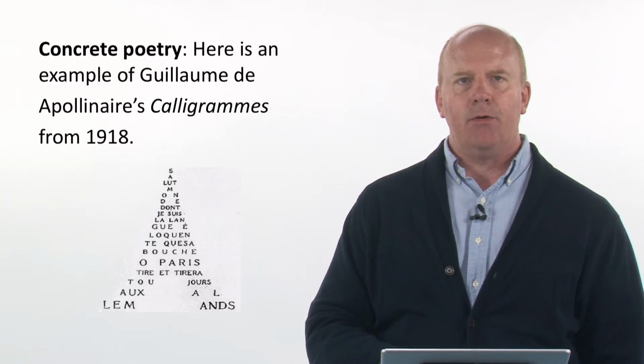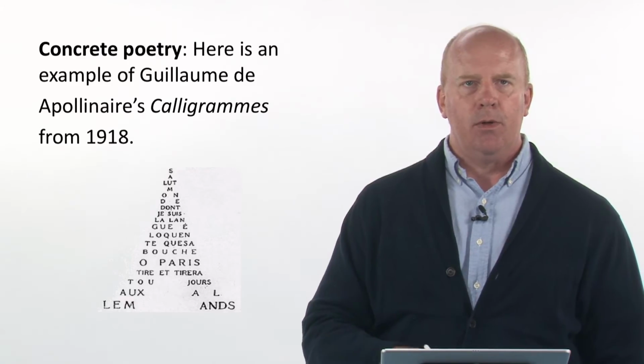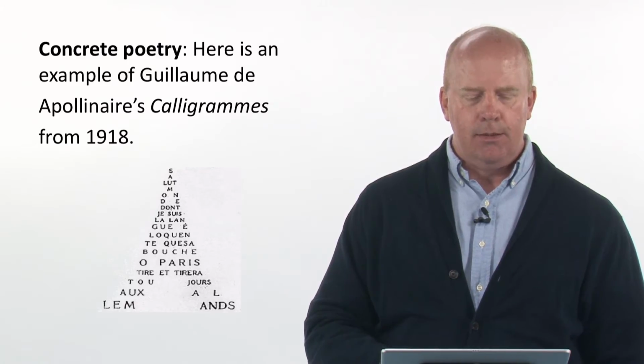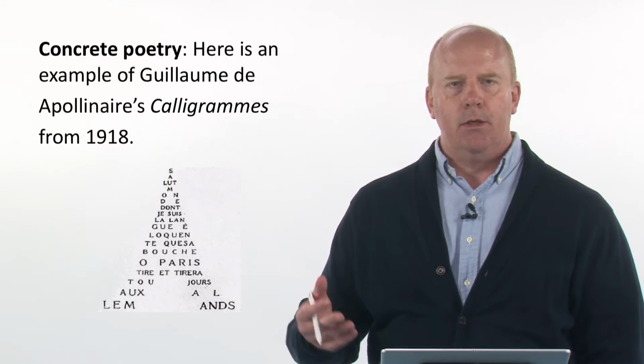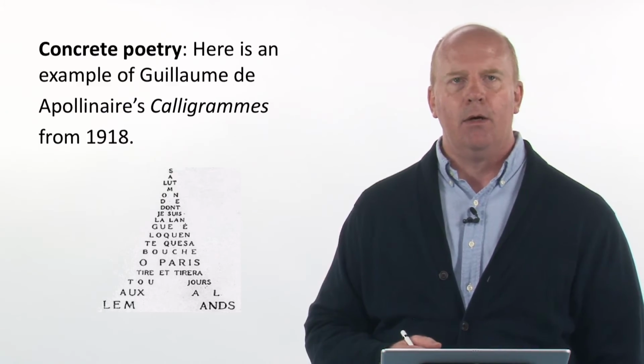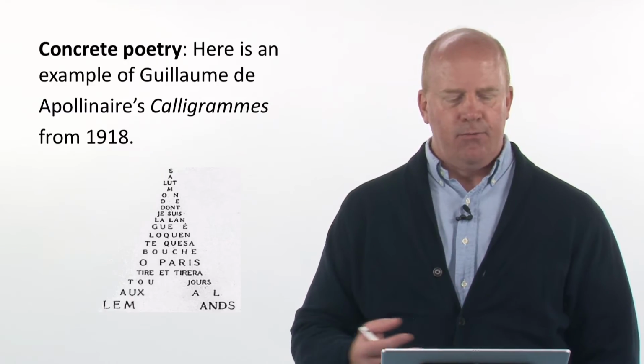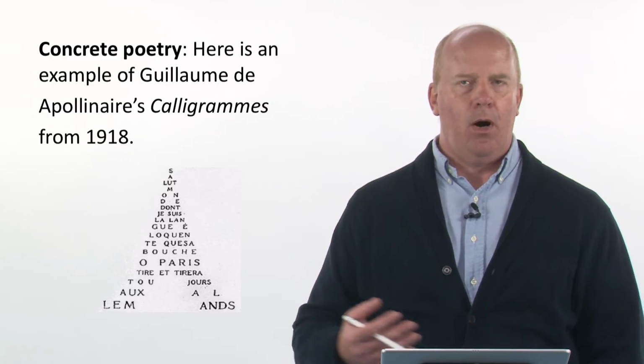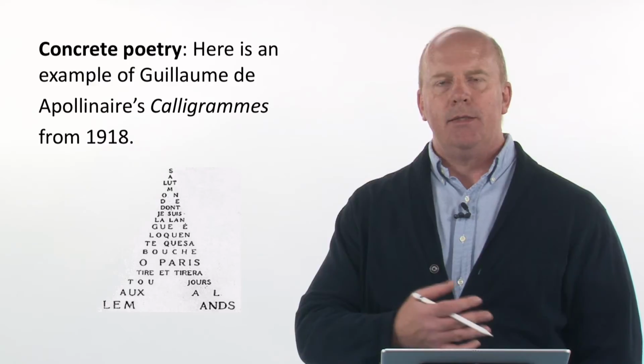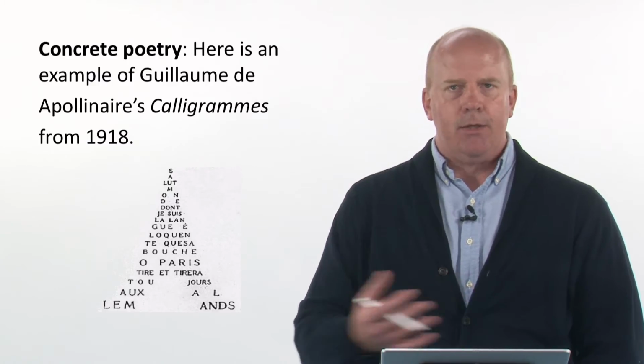Here's an example of concrete poetry from Guillaume Apollinaire's Calligrammes from 1918. So, you could just look at it and say, hey, that's the Eiffel Tower. Right before you even start reading, you don't even have to speak French to understand this poem, well, part of it at least, because it says, it's a picture.